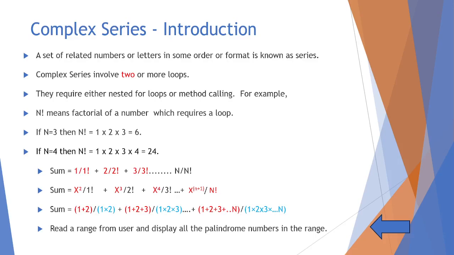And then the last question is: read a range from the user and display all the palindrome numbers in the range. Palindrome program I've taught you in while loop, which requires a loop. So range is given, let's say range is 10 to 50. Take the number 10, decide palindrome or not. If palindrome, display; then 11, then 12. So the outer for loop takes the range and gives numbers to the palindrome part. So all these programs can be done either using nested loops or method calling.